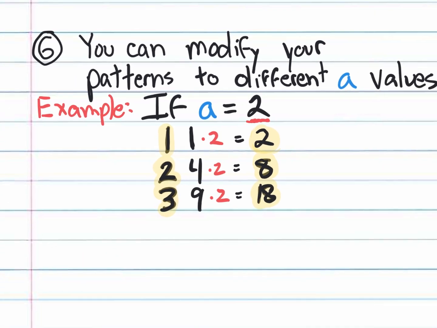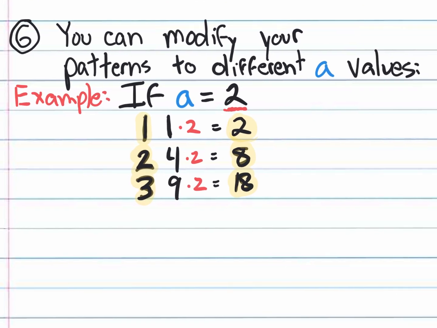And another fact over here is you could modify your pattern to different a values. So if you have an a value of 2, instead of using the pattern 1, 1, 2, 4, 3, 9, you write it down, then you modify your outputs, the 1, 4, 9, you multiply those all by that new a value of 2. So instead of 1, 1, it's 1 times 2, which is 2. So 1, 2. 2, 4 times 2 is 8, so 2, 8. 3, 9 times 2 is 18, 3, 18. What does that mean? That from your vertex, wherever it's at, you're going to go 1 over 2 up. And then back to the vertex 2 over 8 up. And then back to the vertex 3 over 18 up.